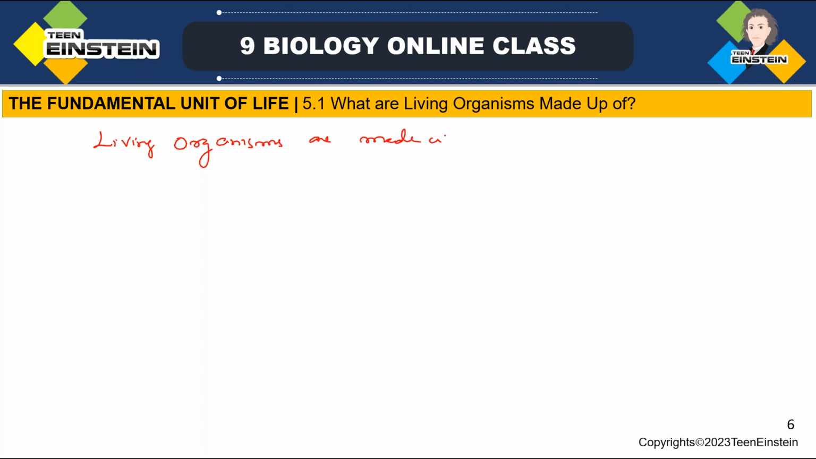Living organisms are made up of cells, right? Some organisms, like amoeba we said, amoeba is a unicellular organism, right? So it is having a single cell. Only one cell it is having, right? Amoeba is a unicellular organism. It is having one cell, right?